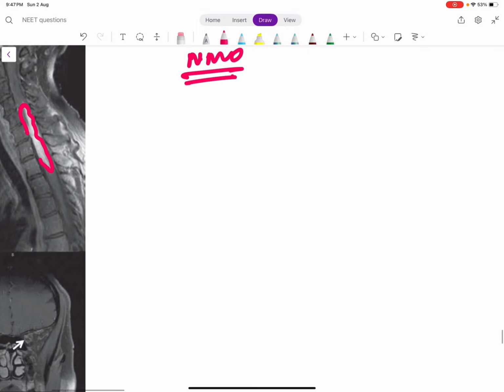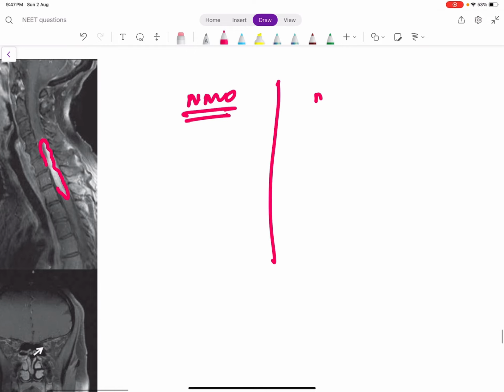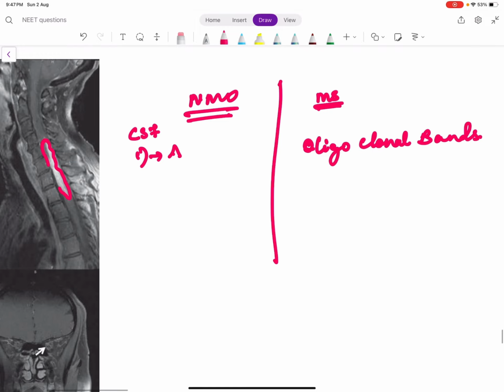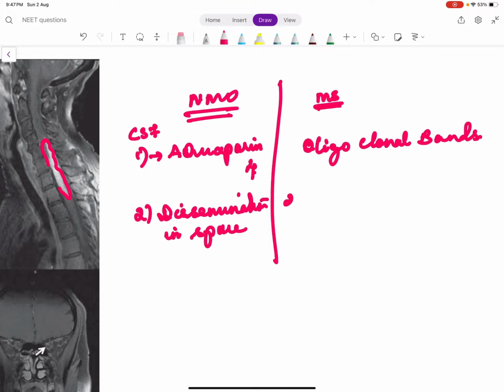Now, how will you evaluate both? We are evaluating both by CSF. In CSF, in multiple sclerosis, we get a finding called oligoclonal bands. OCB, oligoclonal bands. They are some proteins. In neuromyelitis optica, we see aquaporin 4. Okay. So in neuromyelitis optica, there is dissemination in space alone. In multiple sclerosis, there is dissemination in space and dissemination in time.